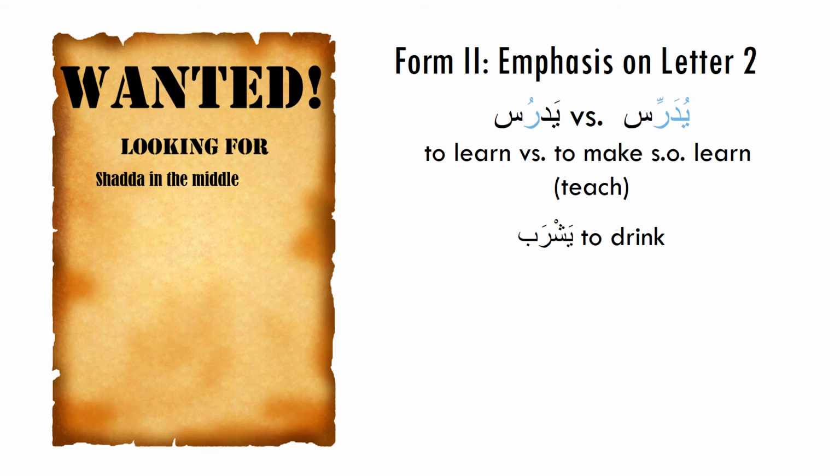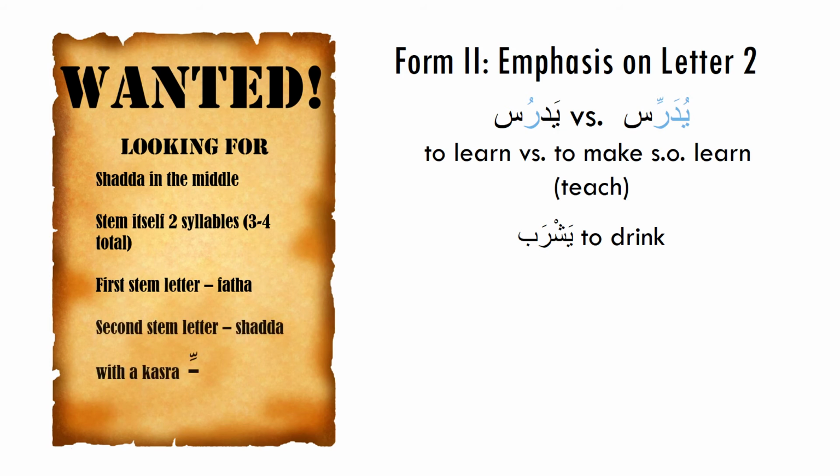Other letters are going to just sort of be pronounced twice. The stem itself is 2 syllables. If this helps you, good for you. If it doesn't, don't. But it's daris, right? 3 syllables to 4 syllables total, depending on whether you have a suffix. So yuderris, 3 syllables. The first stem letter is a fatha, and the second stem letter is a shadda with a kasra. Yuderris. So we have a kasra under that shadda.